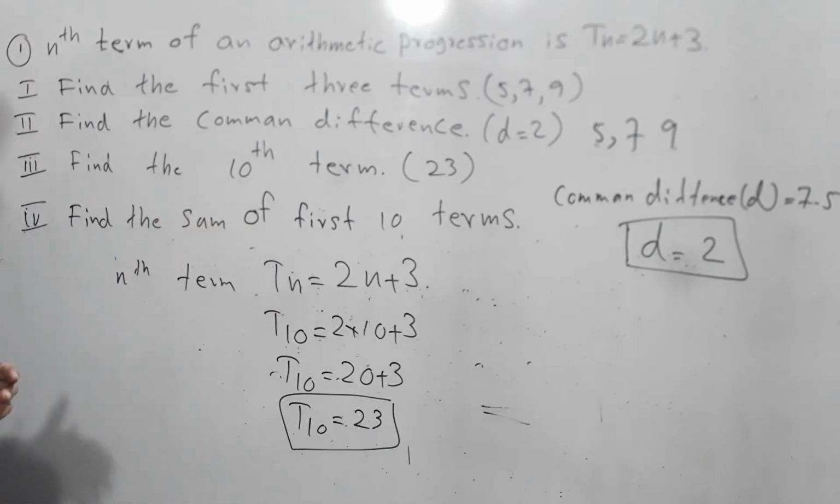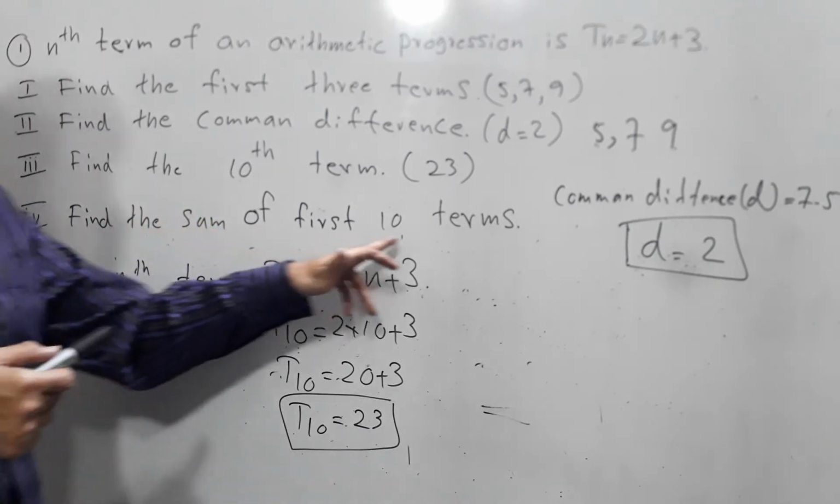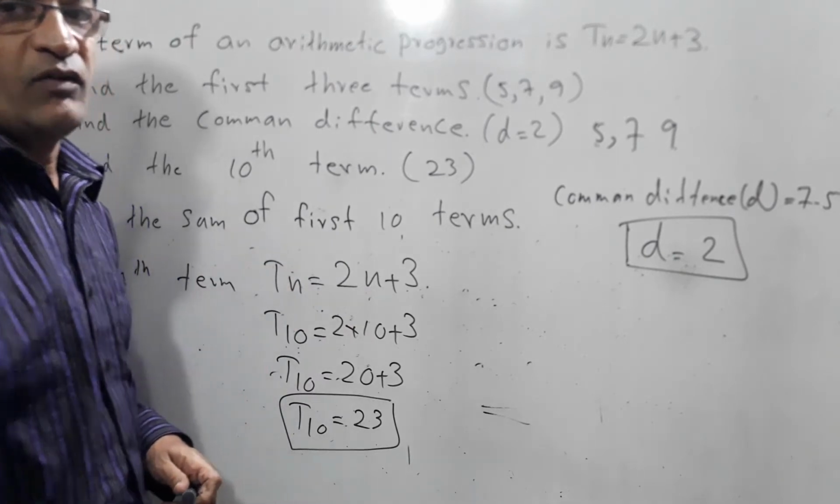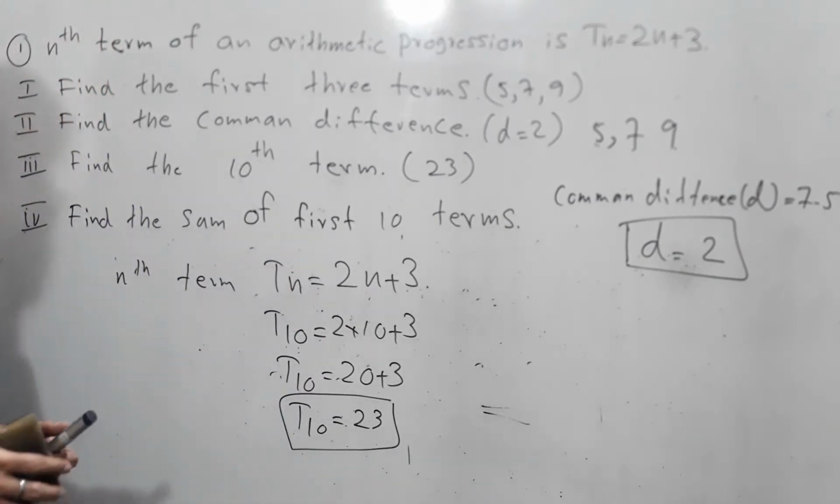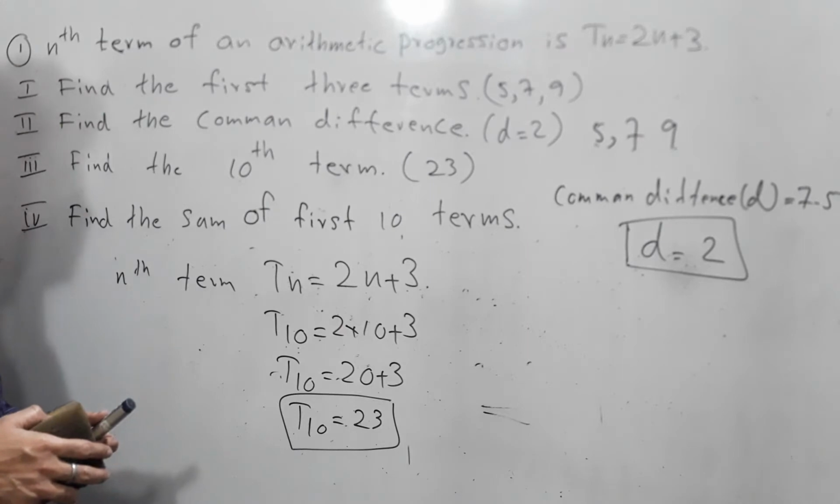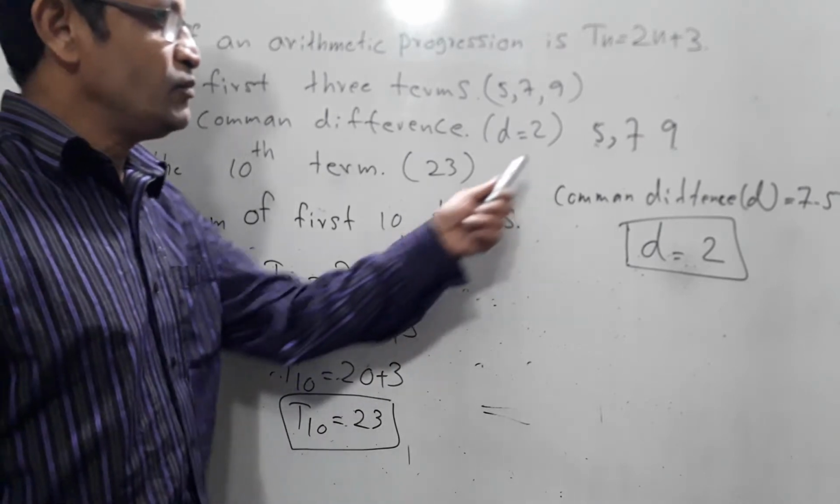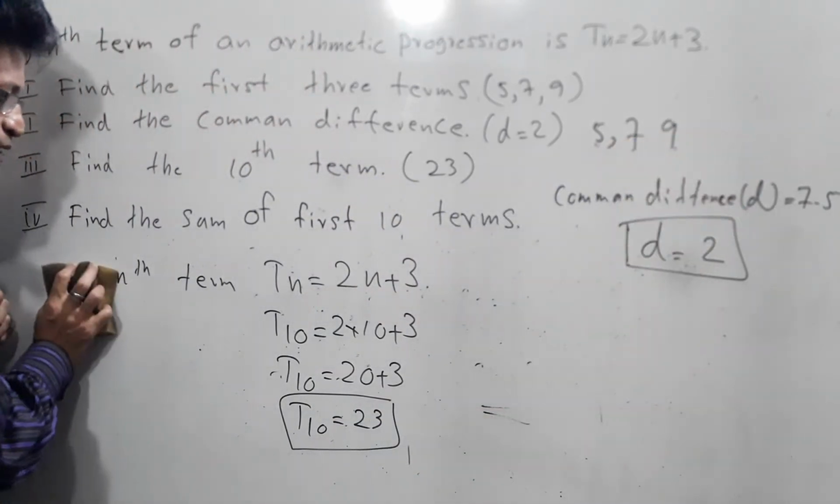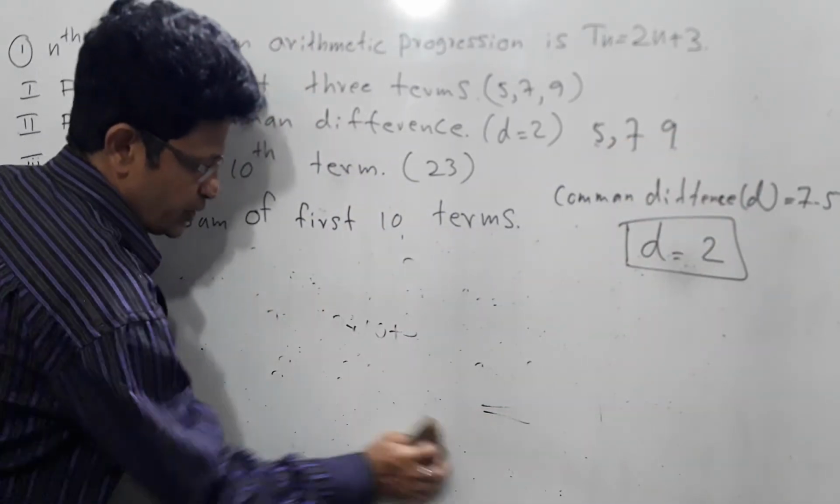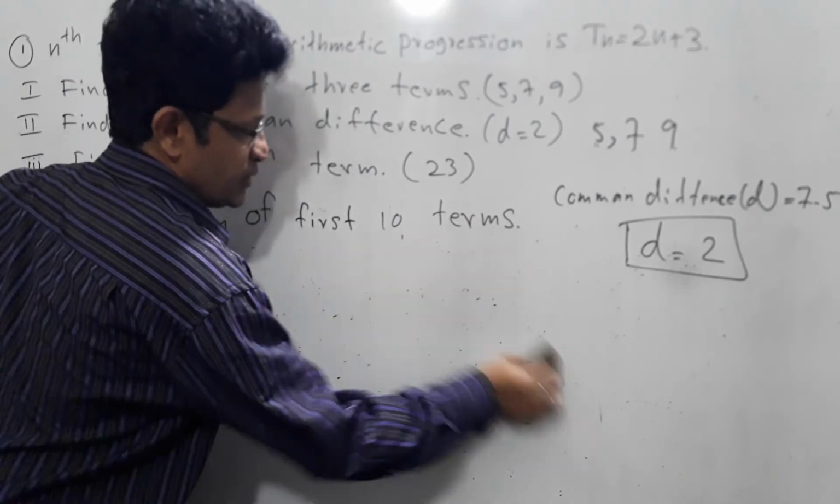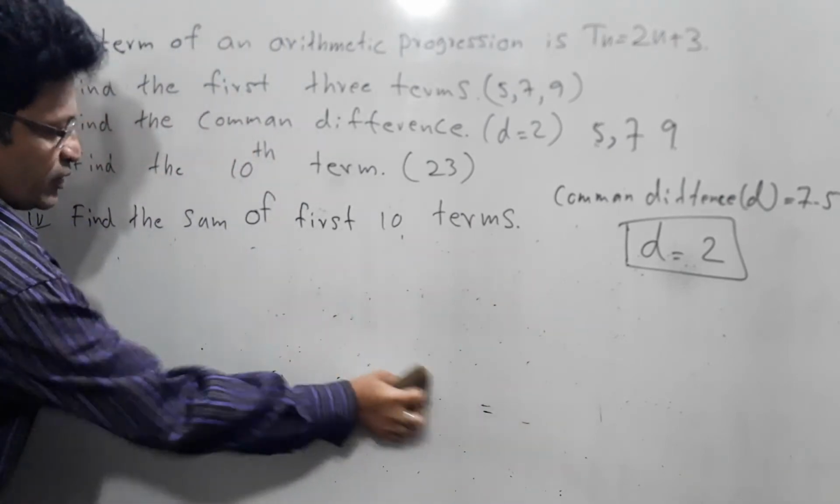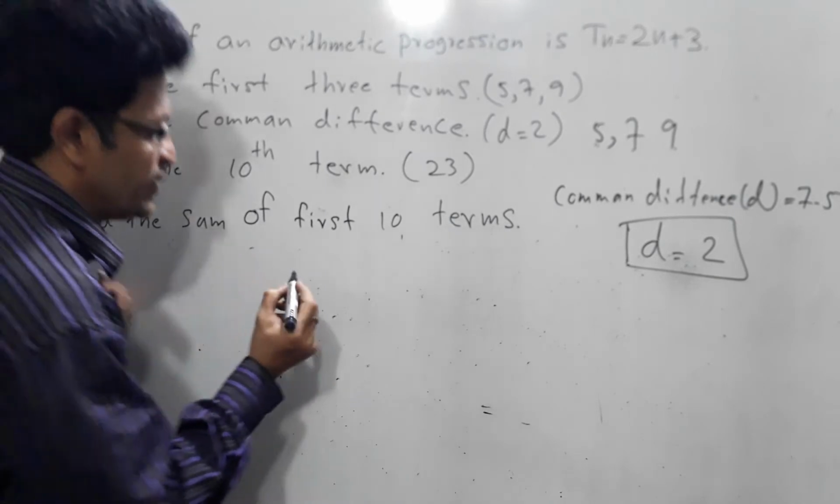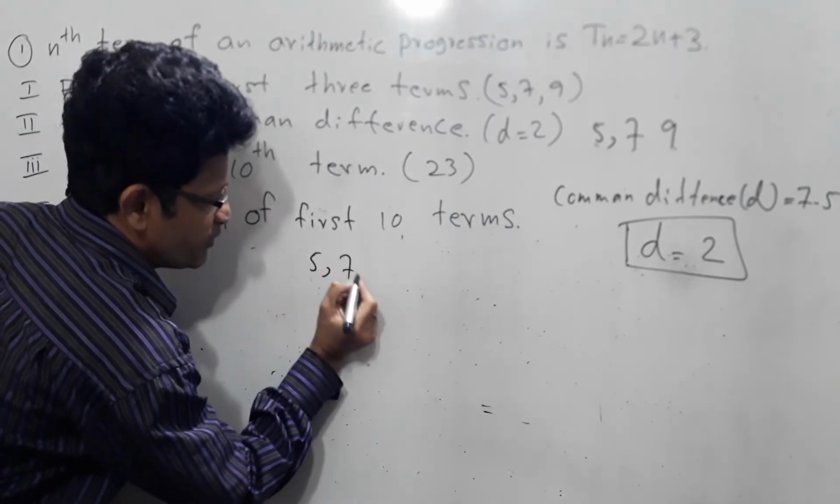Now what do they ask? They are asking, find the sum of the first 10 terms. How to find that? There's a formula for that, if you know the first term and the last term. Because now in this progression, the 10th term is 23, and you know the first 3 terms also: 5, 7, 9.